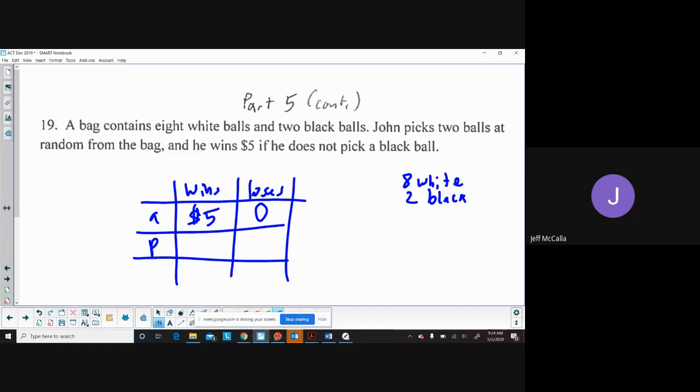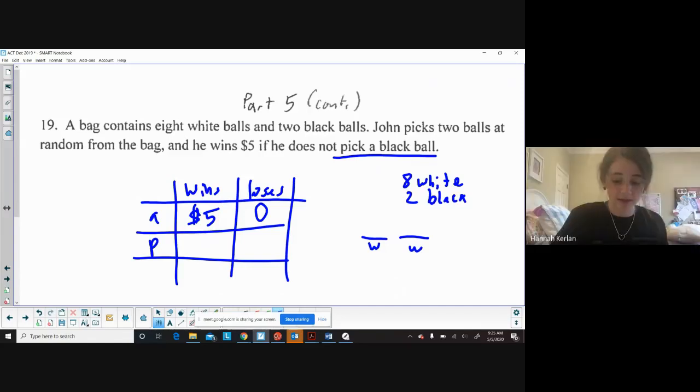So probability of winning, how often? He does not want to pick a black ball. So off to the side, let's figure that out. He wants to pick a white ball and then another white ball. Do you agree with that? Yes. Like he wants to pick one of each.